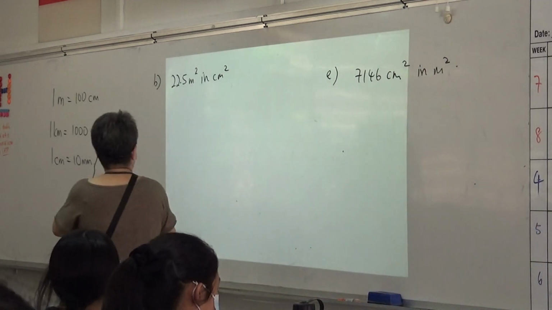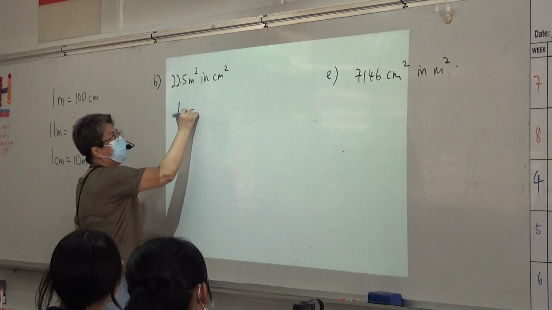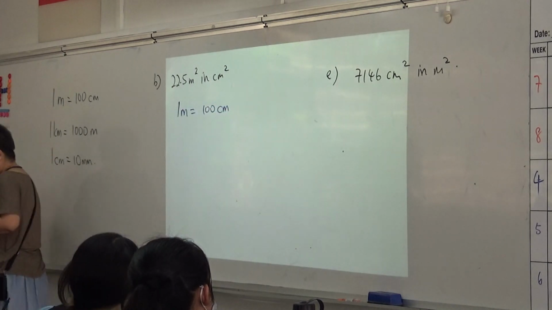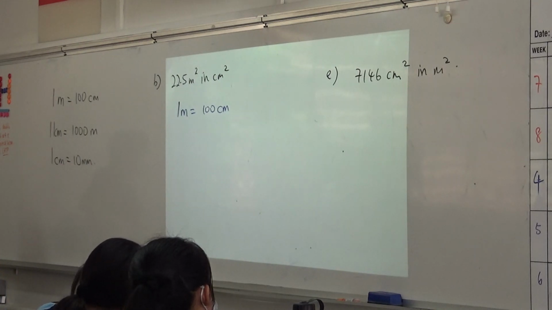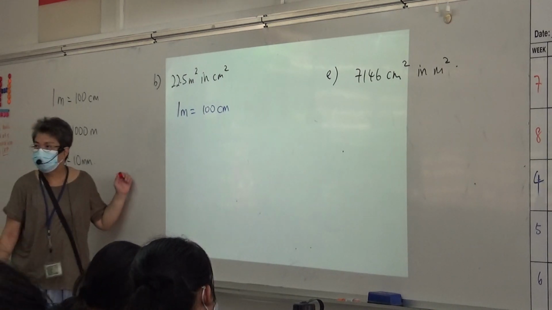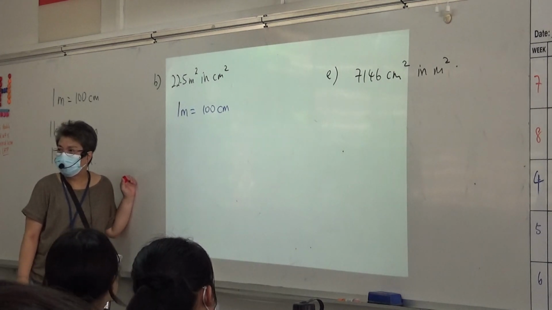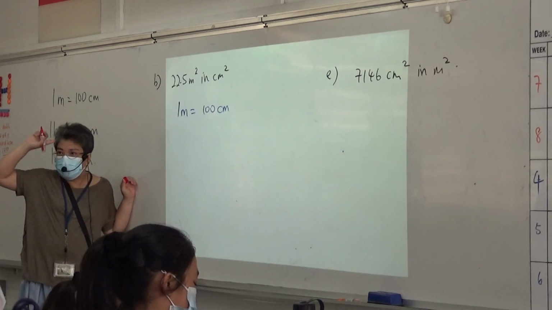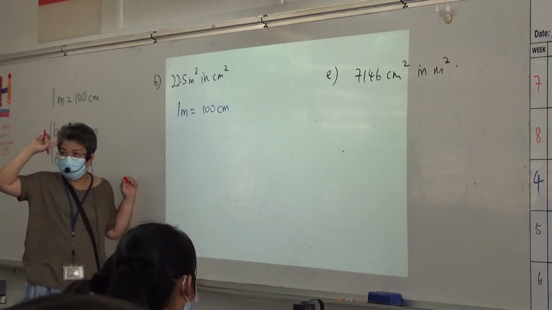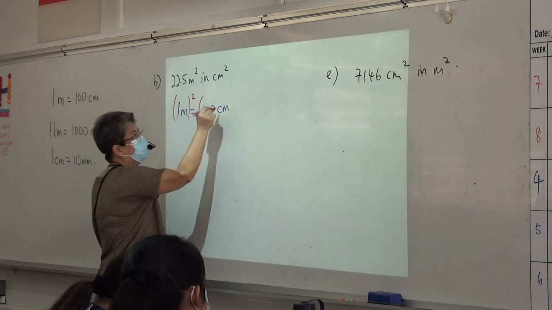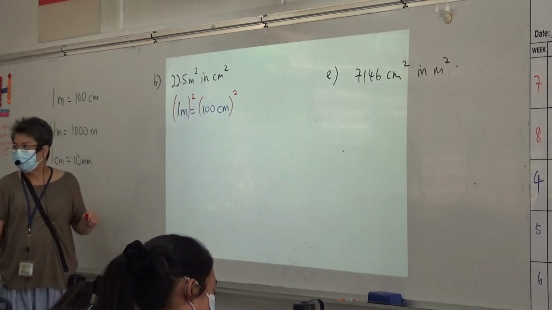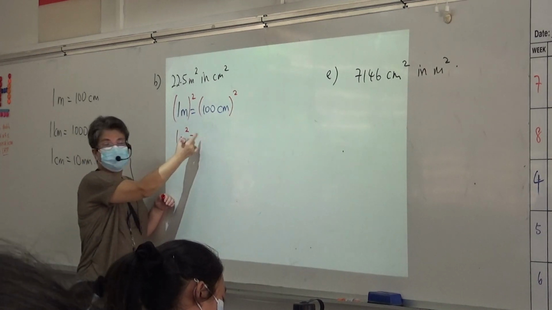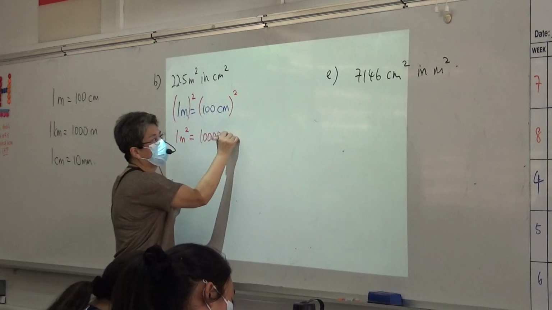Some people are confused the first time. You write 1 meter is 100 cm. Then what am I supposed to do? Just now, what did I say? Square both sides, right? So what will it become?